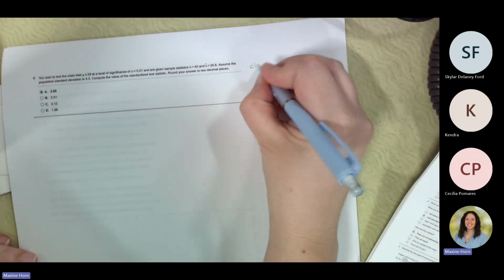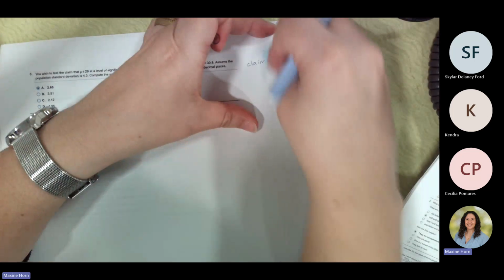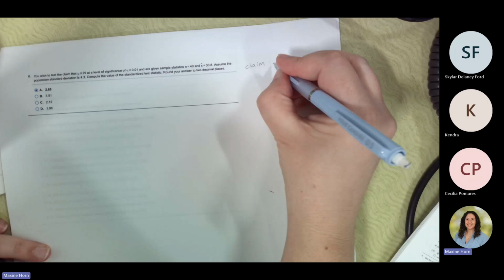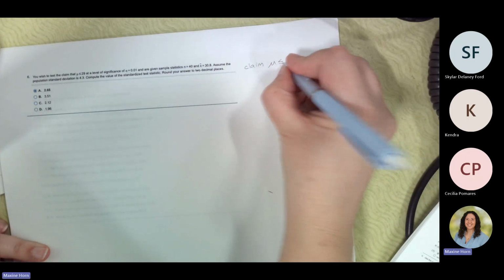Okay, you wish to test a claim that the mean is less than or equal to 29. I'm going to go ahead and write that down. The claim is less than, whoops. I always forget the eraser on the back of these pencils. It's not that great. The claim is that the population mean is less than or equal to 29.